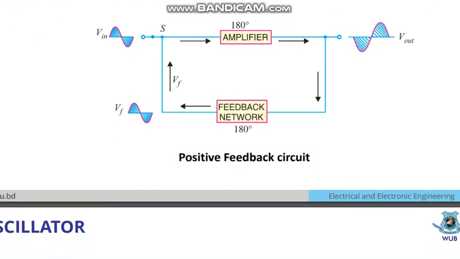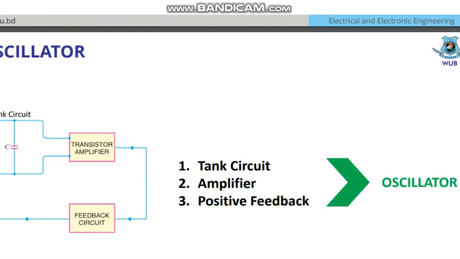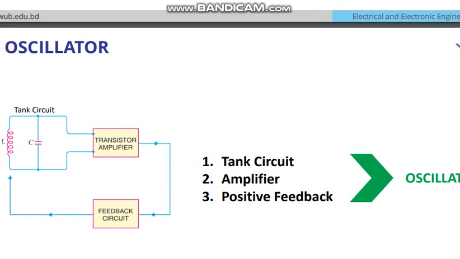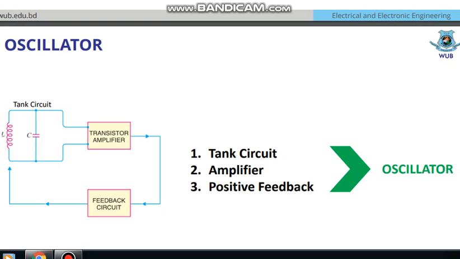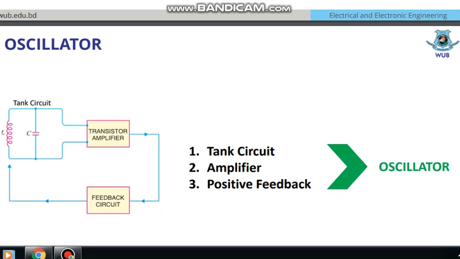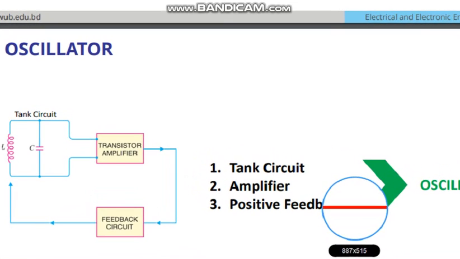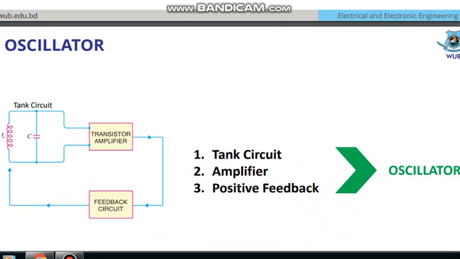Now going to another source, we know there are three types of oscillators that we are dealing with. We can use the tank circuit as an oscillator, an amplifier as an oscillator, and positive feedback as an oscillator. So in that sense, here you can see a tank circuit, a transistor amplifier, and a feedback circuit component. The total system is connected with each other, and that can also be used as an oscillator.